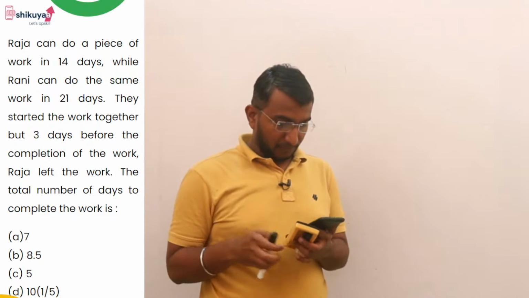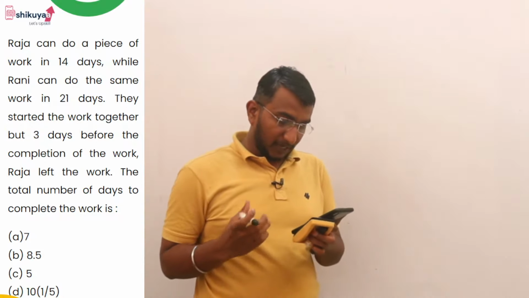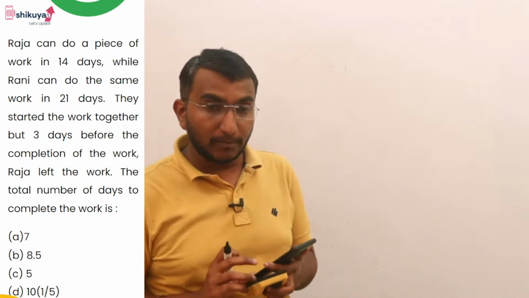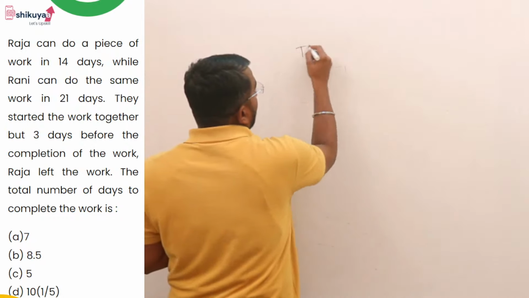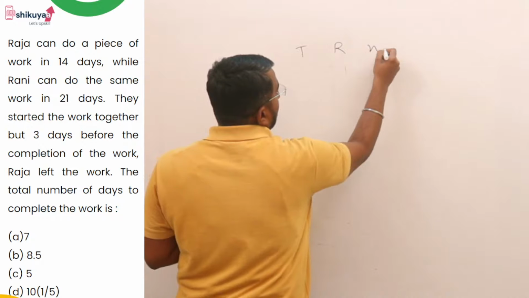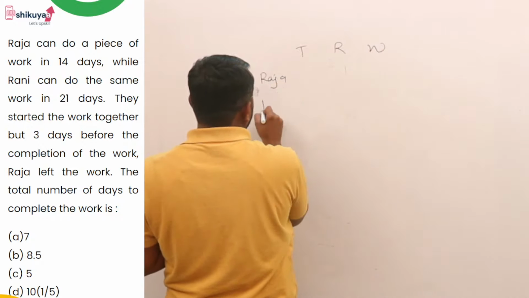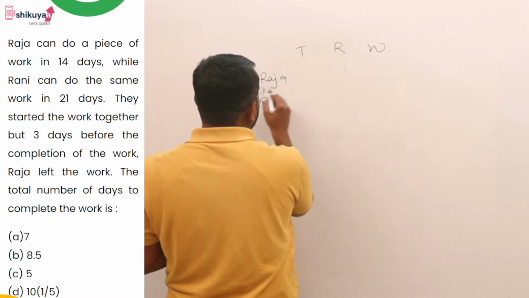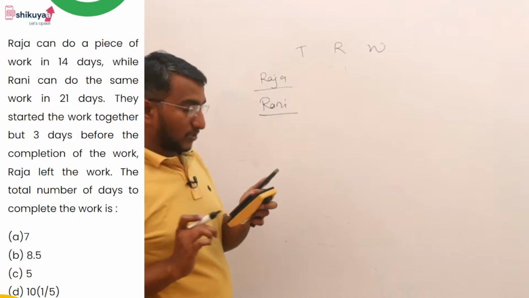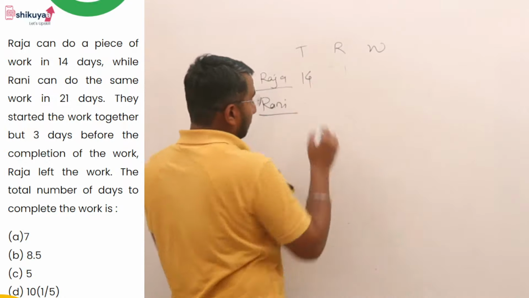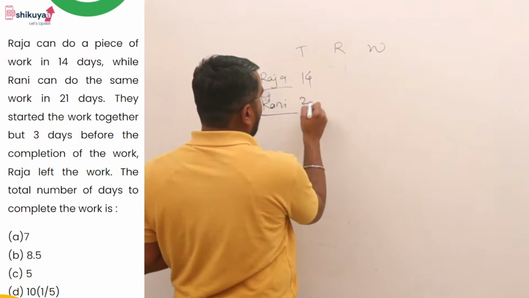Problem number 5. Okay, so here is a little bit of a twist in the problem. Raja can do a piece of work in 14 days. Okay, again time, rate, work. Here there are two characters, Raja and Rani, right? So Raja can do a piece of work in 14 days. Rani can do the same work in 21 days.